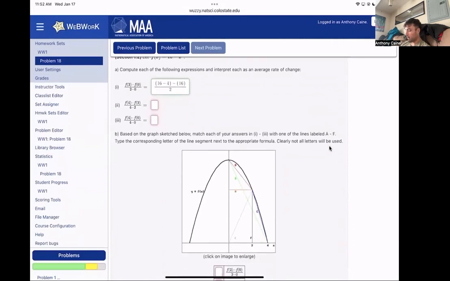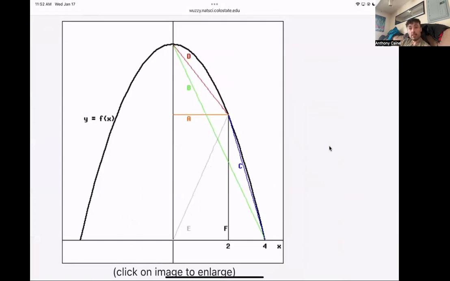Now, what else? Based on the graph sketch below, match each of the following. Between 2 and 0, which of these lines is going between the x values of 2 and 0? We have a few options: D, A, and E. Those are all going between 2 and 0. But now you also have to be touching the curve when x is 0 and when x is 2, and now there's only one option. It's D. D touches the curve when x is 0, and it touches the curve when x is 2. The other ones don't. A doesn't touch the curve when x is 0, and neither does E.